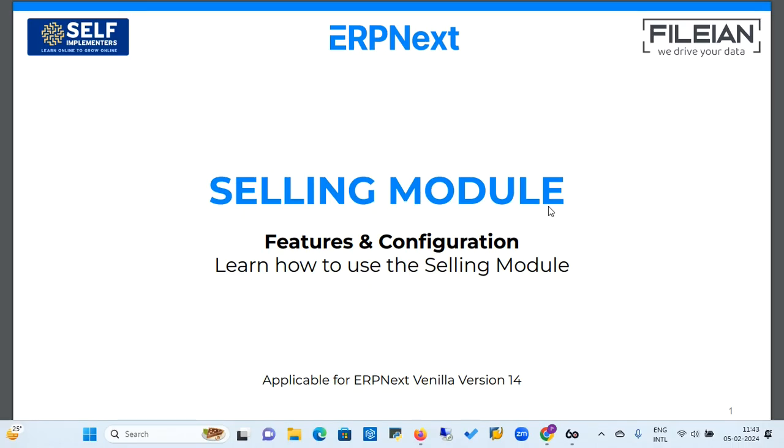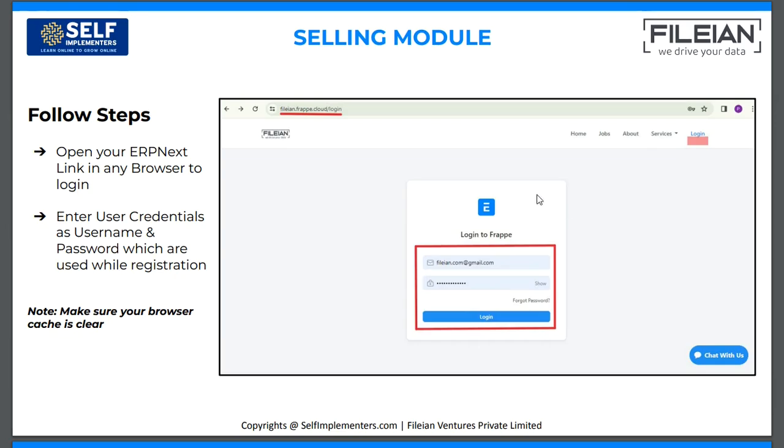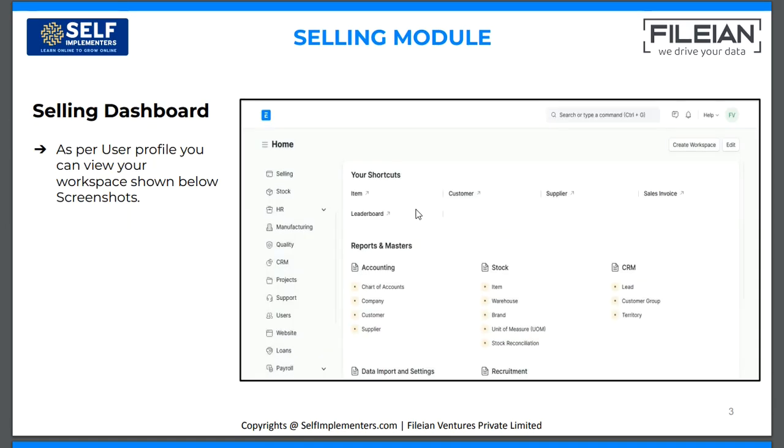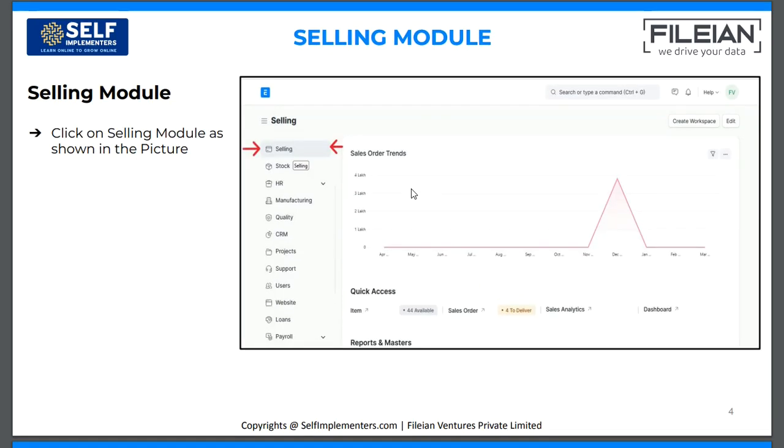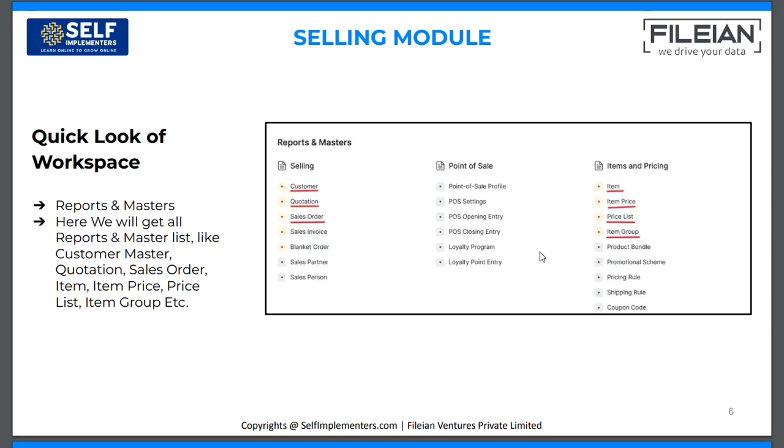So let's begin. In the selling module, we will see the features and configuration, how we can configure the sales module as well as its features. So in this video, we will go through the overview of the selling module dashboard. Under this, we will go through the sale order trend graph chart, and also we will take a quick look at the selling workspace.